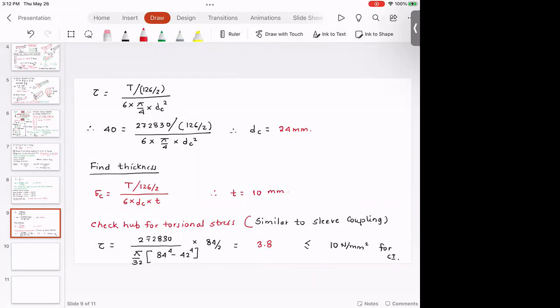So is everyone comfortable with key design, or do you want me to do the key design as well? Comfortable, not comfortable? This is your chance, ask me. Key design okay? Everyone okay? Square key or rectangular key? Okay.